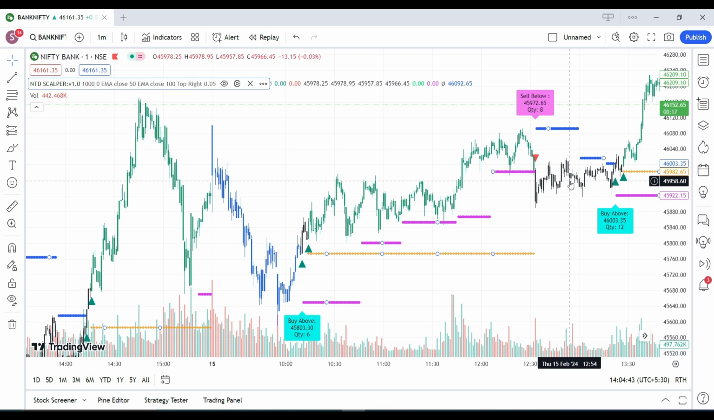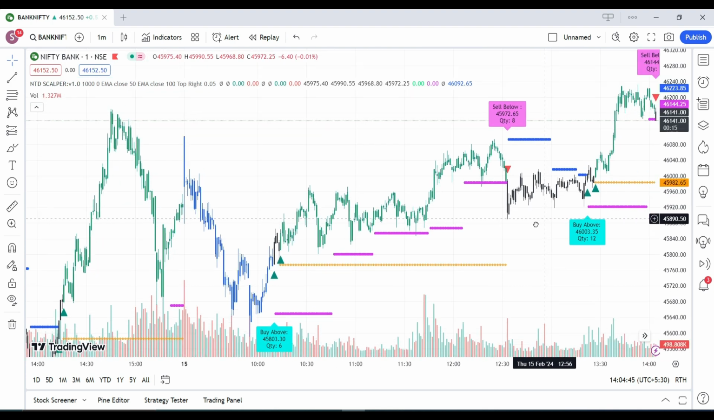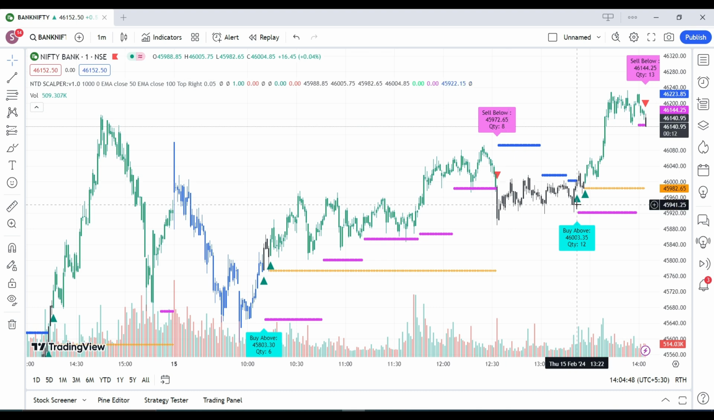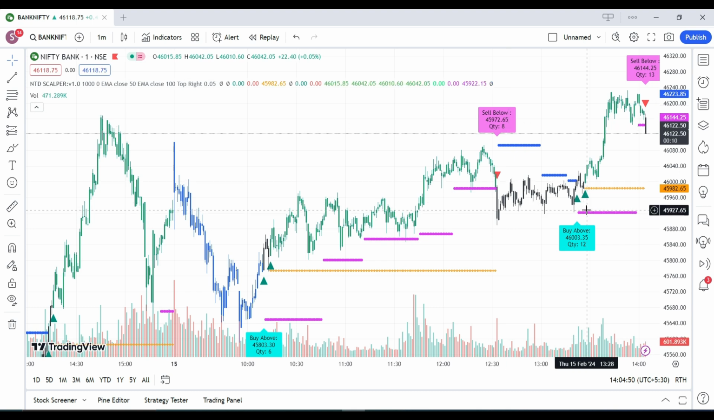Now when will you create your sell position? If suppose after this black candle, again a red downward arrow is formed and a red candle is formed, that triggers your entry point. Okay, now you need to take your entry in that particular sell zone in Bank Nifty.